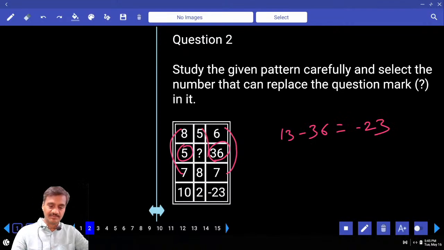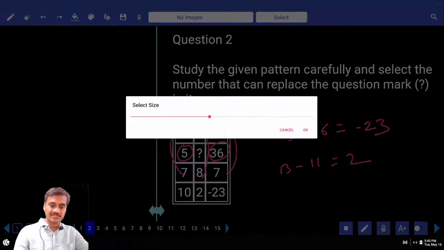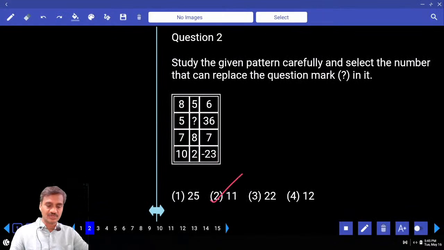And in the same way, 5 plus 8, 13. And 13 minus something must be 2. That means here it must be how much? 11. 13 minus 11, that is 2. And 2 is the answer that is given in choice. And 11, that is choice 2. 13 minus 11, that is 2.